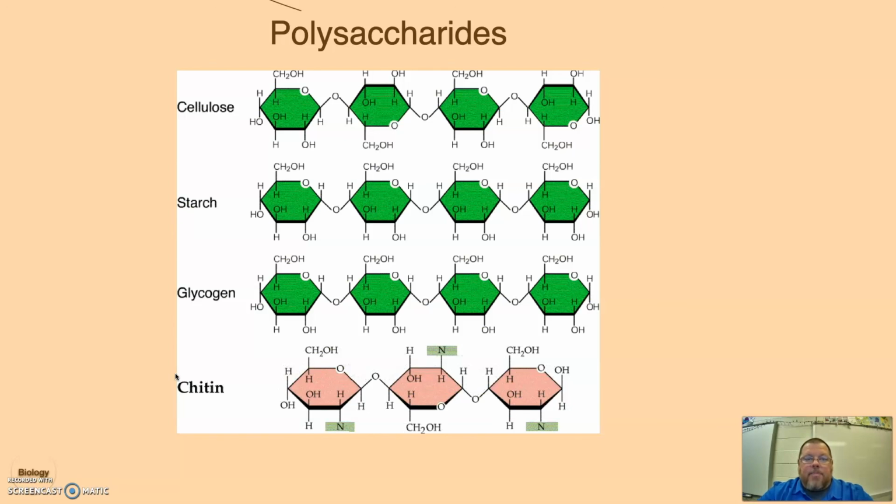So looking back at these polysaccharides, cellulose and starch are both found in plants. Glycogen and chitin are both found in animals, with chitin also being found in fungi. Cellulose and chitin are structural polysaccharides, whereas starch and glycogen are going to be energy storage compounds.